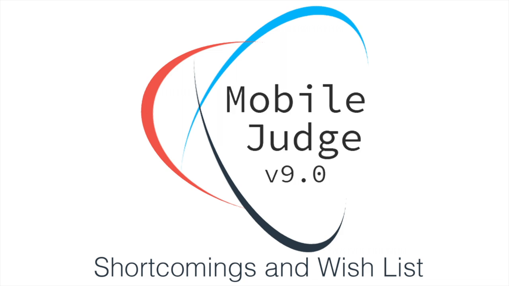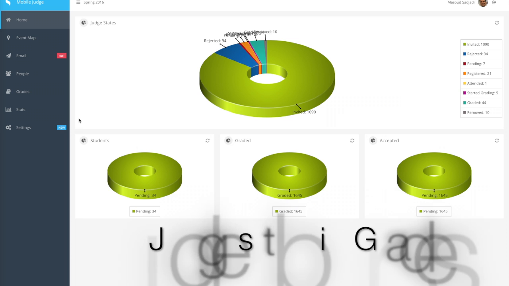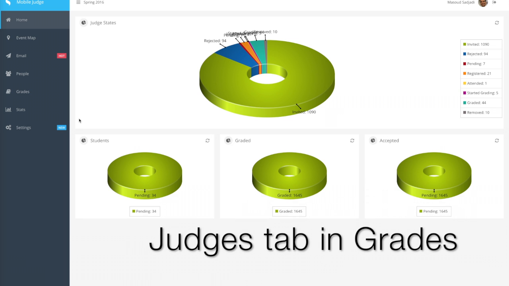This is Mobile Judge 9.0, Shortcomings and Wish List. Some of the shortcomings that we had this semester were strictly due to lack of time.